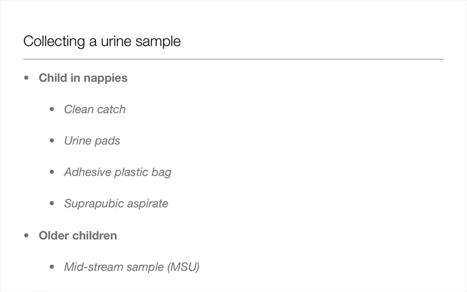For older children, a midstream sample is used, or an MSU. Remember that contamination of a urine specimen may lead to a false positive diagnosis, which can cause a child to have unnecessary investigations, so you have to be careful.